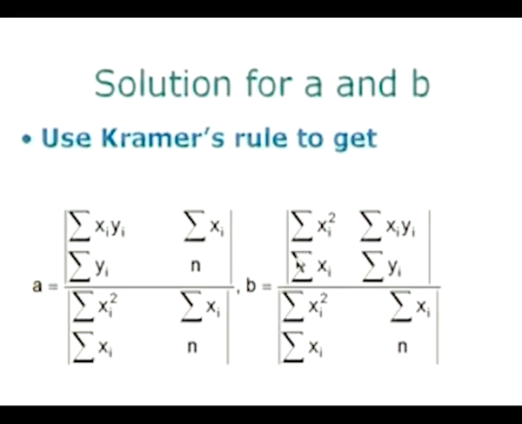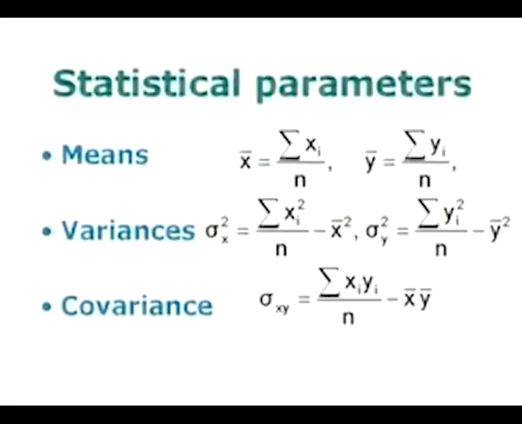What I am going to do is use some definitions which are statistical in nature, and using these definitions I am going to rewrite the values of a and b in terms of statistical parameters. This is shown in the next slide. The statistical parameters I am going to use to describe the data are given here. There are two means. X bar is the mean of the values of xi, so sigma xi by n, where n is the number of data points. Similarly, I have the mean y value, y bar equal to sigma yi by n.